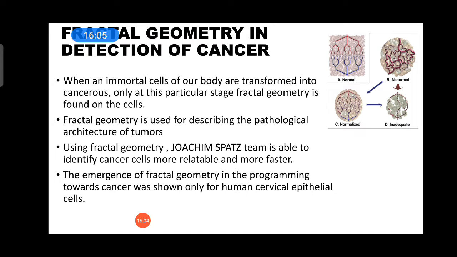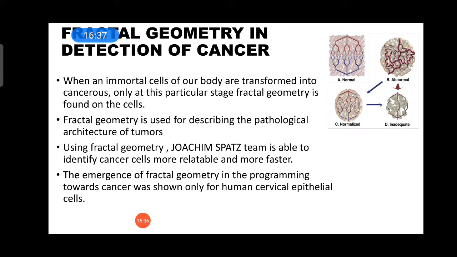Now we can look at how fractal geometry helps in the detection of cancer. When normal cells of our body are transformed into cancerous ones, only at this particular stage is fractal geometry found in the cell. Early detection of cancer is crucial to treatment. Cancer cells typically display abnormalities including unregulated cell growth. Fractal analysis can be used to analyze irregular shapes and figures and measure morphological complexity.